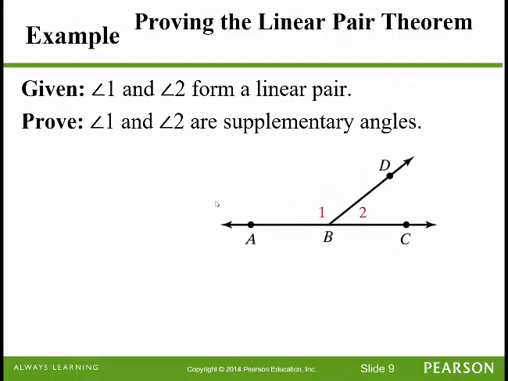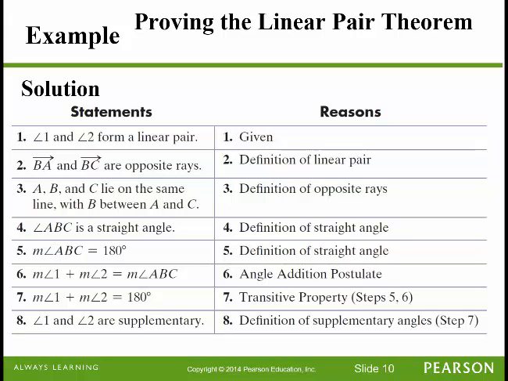All right, so let's do a problem. Given angle 1 and angle 2 form a linear pair, prove that angle 1 and angle 2 are supplementary angles, so that they add up to 180 degrees. Well, this one's a little bit harder. So angle 1 and angle 2 form a linear pair, given.